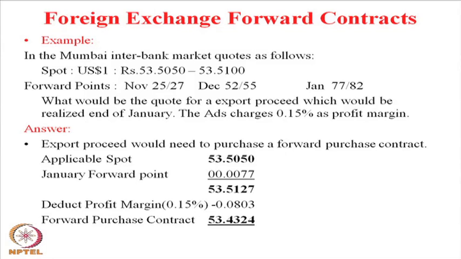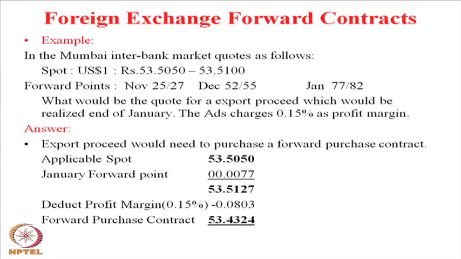The rate of forward contract, and the authorized dealer charges 0.15% as profit margin. Profit margins are given to you. Now, what you have to do? You have to calculate the forward purchase contract for the exporter. What is the rate? If the authorized dealer charges 0.15% of profit margin, for which date? The date is end of January, entire period of January will be calculated.